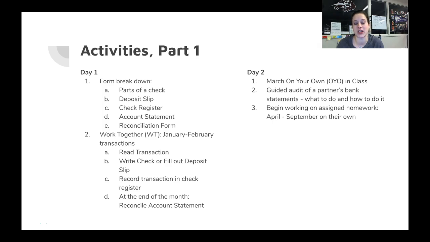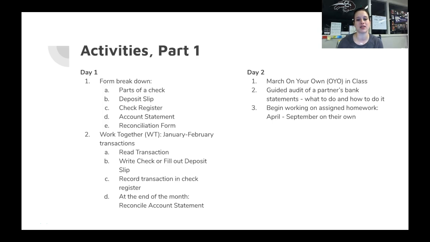We'll read the transaction, write the check if needed, fill out the deposit slip if needed, record it in the check register, and then at the end of the month, so 2 times with me in class, they'll be going over how to reconcile their account and make sure that their ending balance in their check register matches what the bank has, or matches the reconciliation.